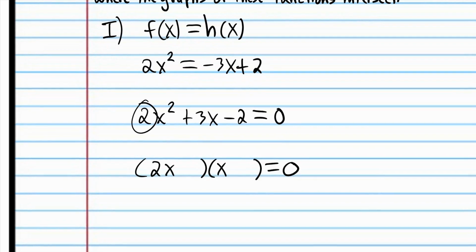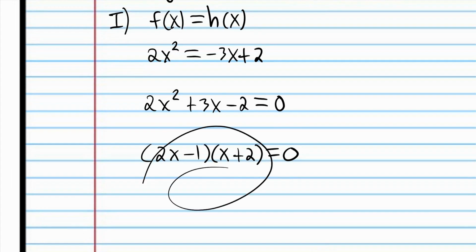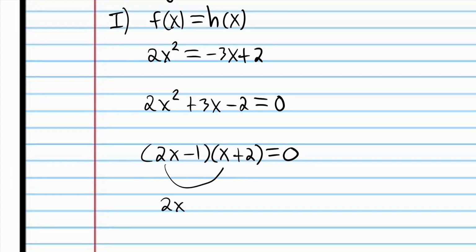So 2 times 1 is 2, and I'm going to say negative 1 times positive 2 is negative 2. Then we have to check this factorization. FOIL is 2x squared. Multiply the outside terms, you get 4x. The inside terms, you get negative x, that is. And then last terms, you get negative 2. So 4x minus x is 3x. So it looks like that worked.